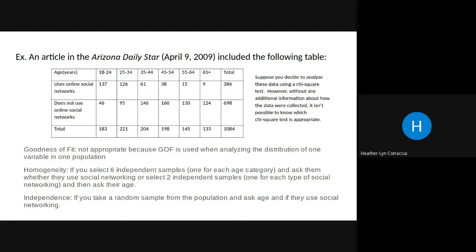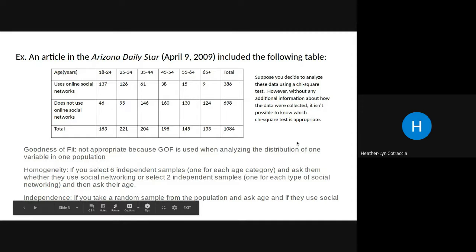So we would have to randomly select people from each one of these 6 age groups and then ask them if they use online social networks or they don't. And then we would be comparing to see if they're the same for each one of the age groups. Or you can randomly select people that use online social networks or they don't, and then ask them their age and see if the age distributions are the same for each one of those. So you're looking to see if they're the same for 2 different or 6 different samples.